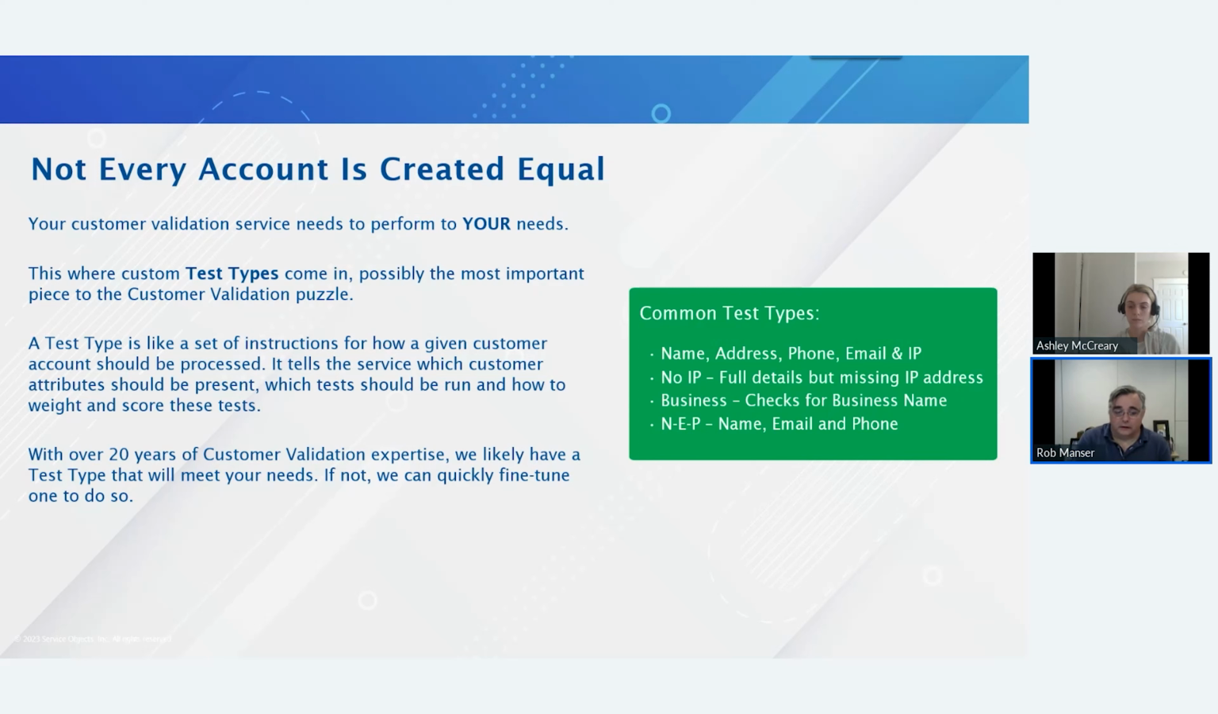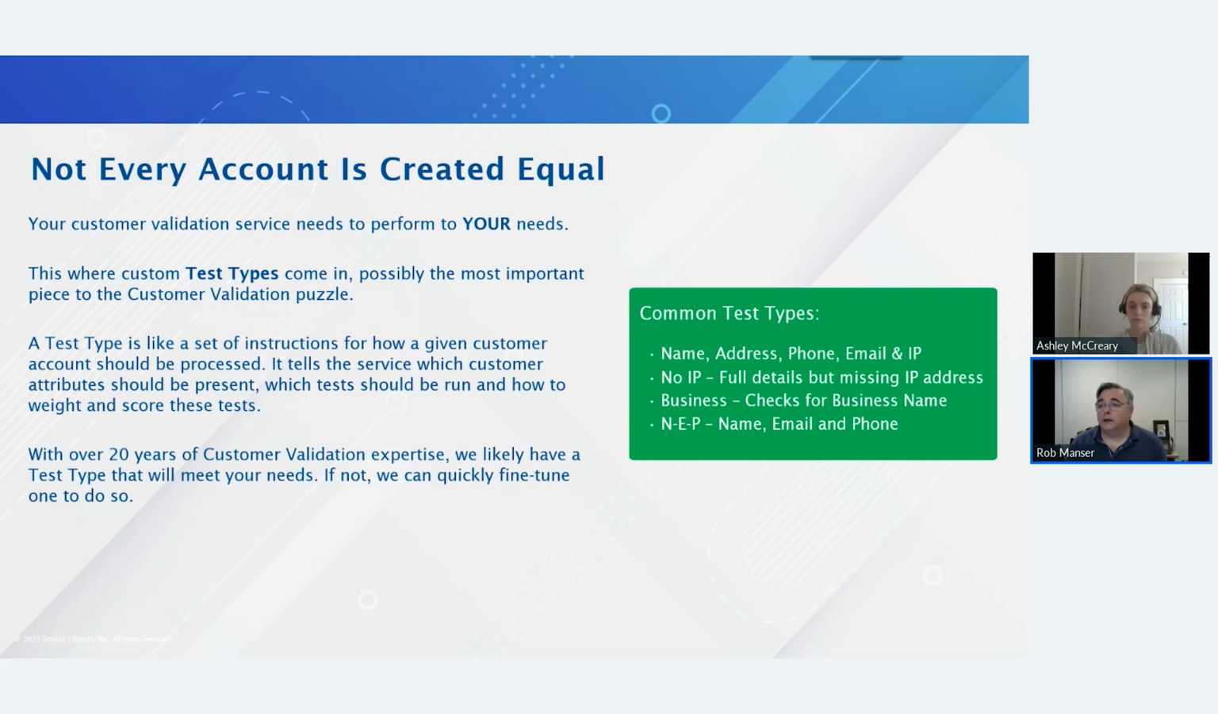these are the data attributes that we're going to receive into the service. So maybe you're only collecting name, email, and phone, not address and IP for whatever reason. And so we don't want to negatively score the address and IP for you. We want to acknowledge that we're not going to receive that and only score those 3 elements that we do receive. So test types allow us to customize, based on your needs, what data attributes are going to be present, what tests are going to be run. And then part of this is what weight you want to give to those tests too.